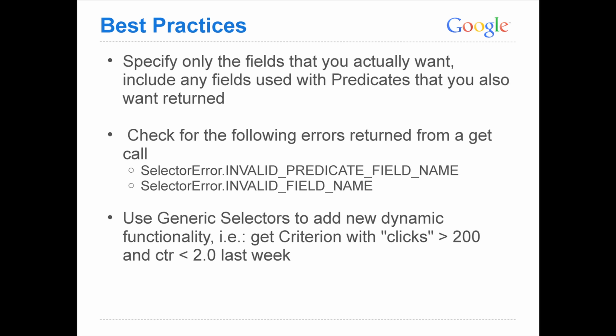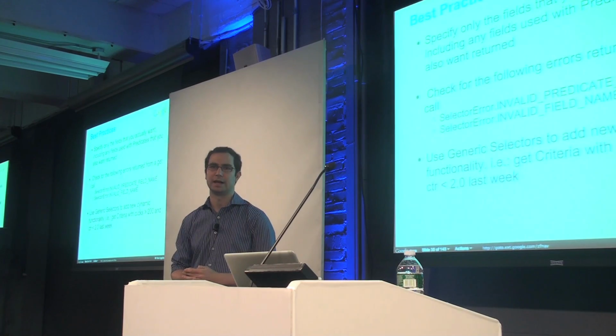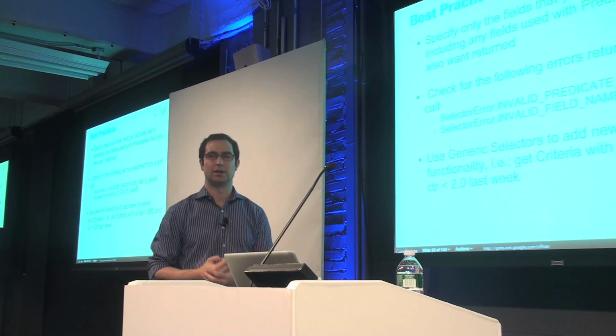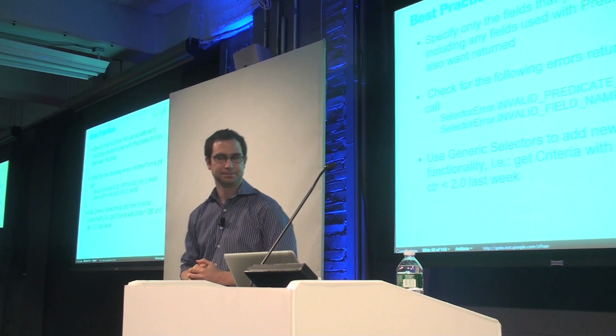And then you can use generic selectors to add new and interesting functionality. So get criteria: clicks greater than 200 and CTR of less than 3.0 last week. If you don't have all of the data for a given account cached in your system, you can select it all on the fly based on your user's needs of your application.